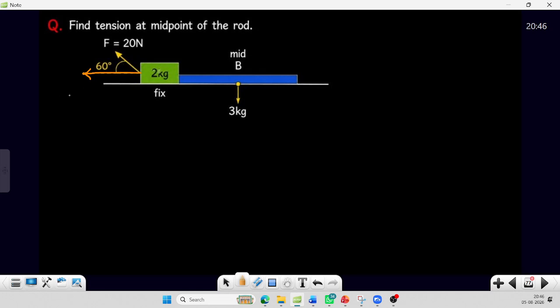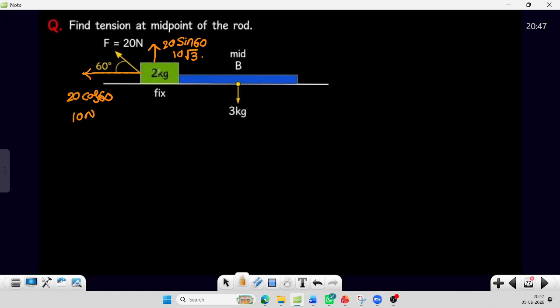This angle is 60. So tell me now, this is 20 cos 60. And then this is how much? Yes, this is 20 sin 60. So this value, 20 cos 60, is 10 newtons. And this value is 10 root 3. Now this block will move horizontally only. It cannot move in the upward direction.